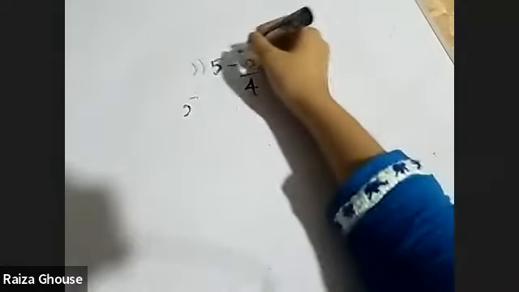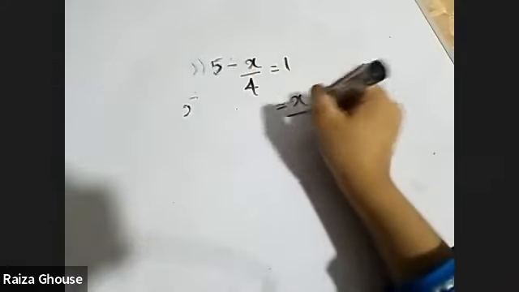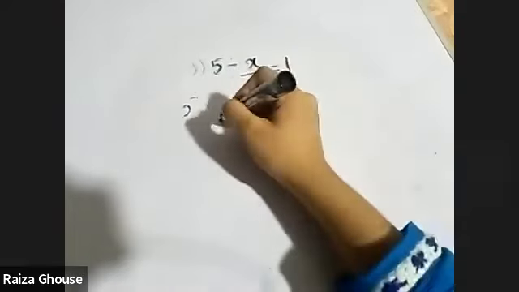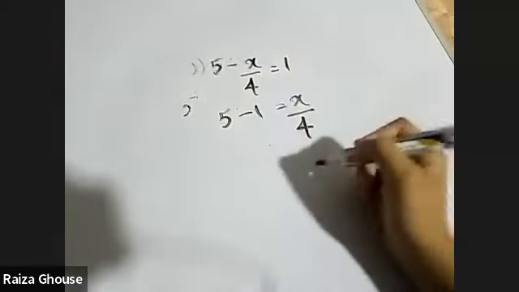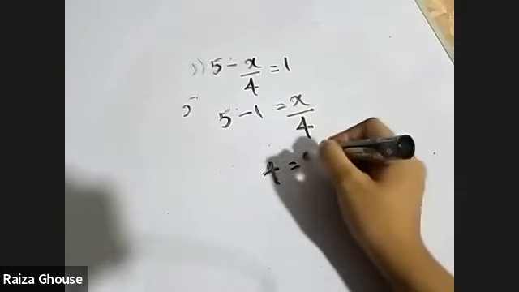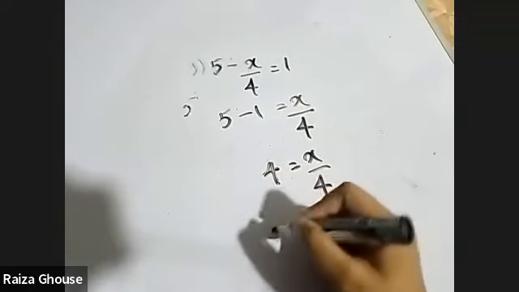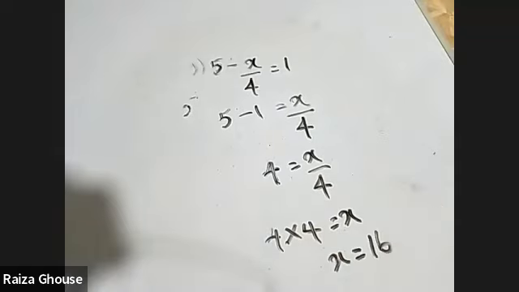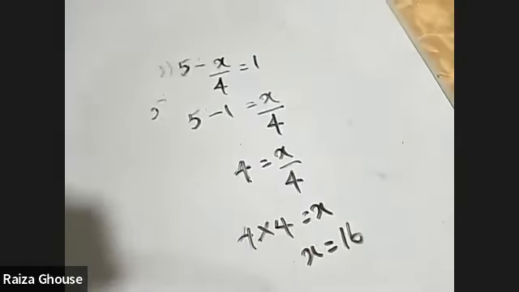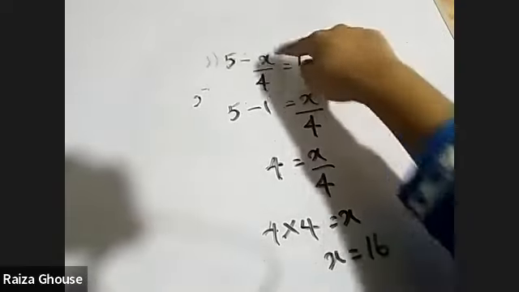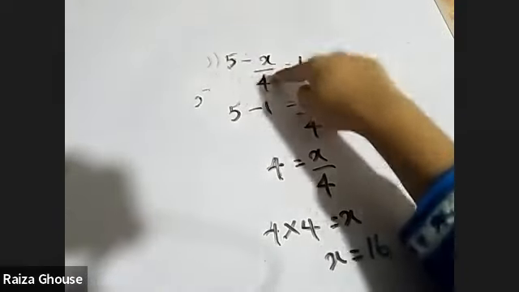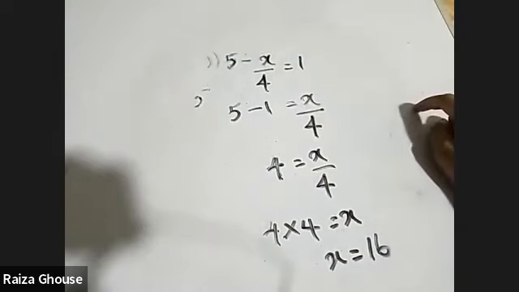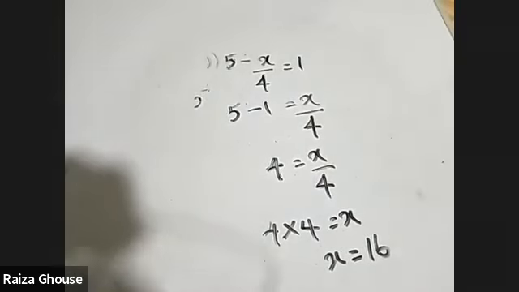What am I going to do? I don't like negative. I took it to this side, made it positive. I brought 1 to this side, made it negative. 4 equal x over 4. You know what to do. You have to carry 4 into 4 equal x. X is equal to 16. I'm checking my answer now. 16 divided by 4 is 4. 5 minus 4 is 1. My answer is correct. Raise your hand. Who got this answer?